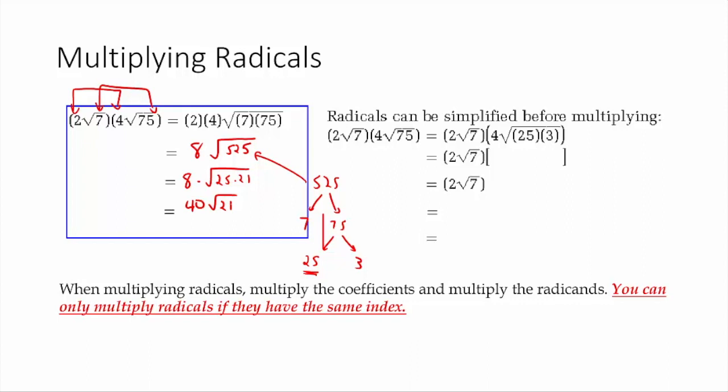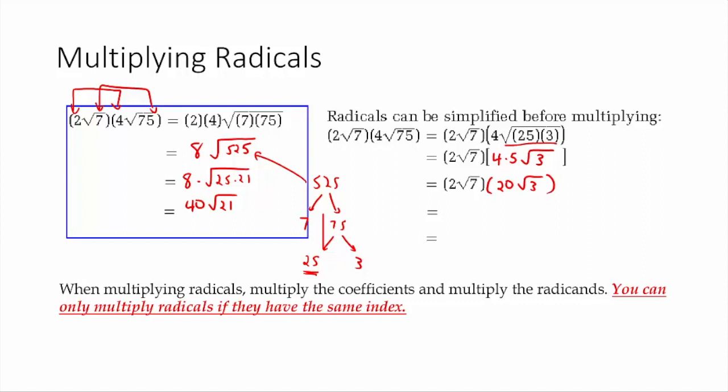Now, instead of going right to multiplication and then figuring out factors of a large number, what we can do first is we can actually break up our radical and simplify it, and then we can deal with it after the fact. So if we take a look here, we have 4 root 75. Well, we can rewrite it as 4 times the square root of 25 times 3. That allows us to now break this up into, well, the square root of 25 is 5, and what we're left with is the square root of 3. And now we have 2 root 7 times 20 times the square root of 3.